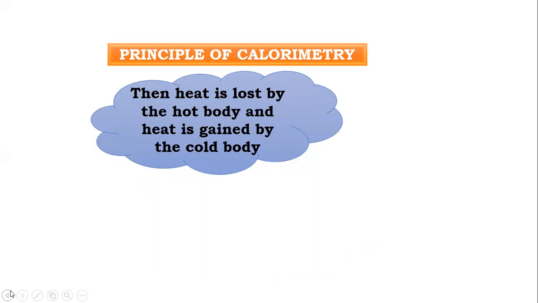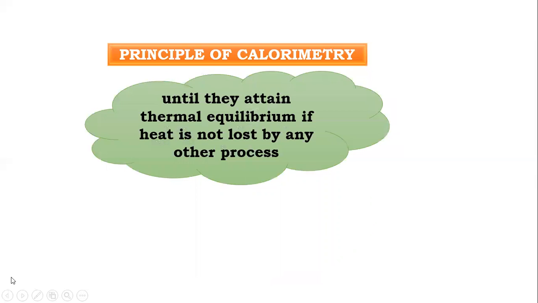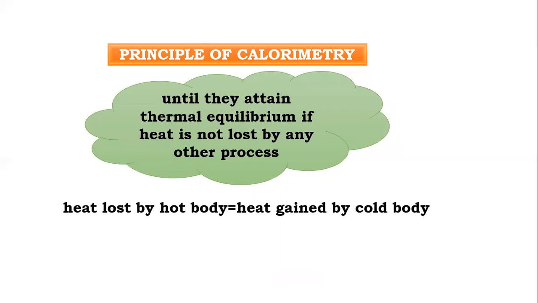Now, in that case, the hotter body loses heat and the colder body gains heat. Until they attain thermal equilibrium, if heat is not lost by any other process, then we can write that heat lost by the hot body is equal to heat gained by the cold body. This is the principle. Whatever heat is lost by the hot body is gained by the cold body. And by using this principle, we have to obtain formulas.